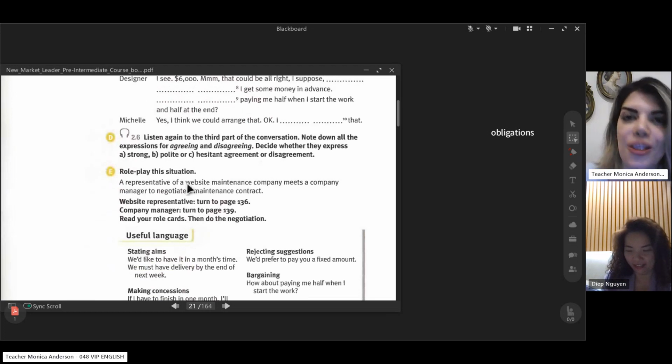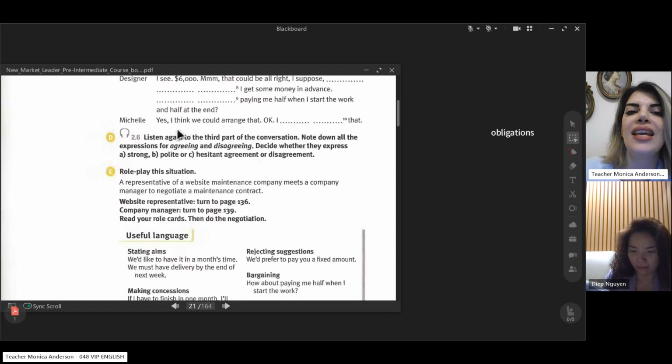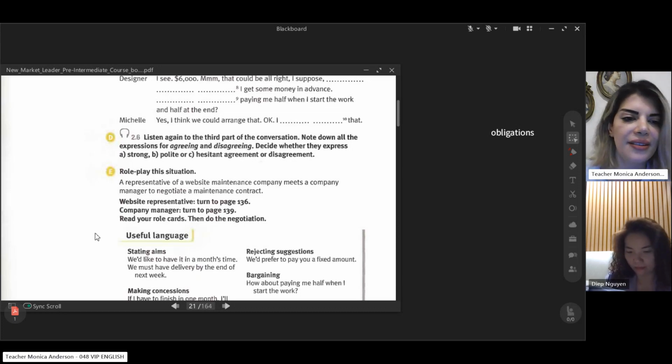Okay, well, the last part. Listen to the third part of the conversation and note down all the expressions for agreeing and disagreeing. Decide whether they express strong, polite, or hesitant agreements or disagreements. Hesitant means uncertain. Well, let's listen to the last part. Recording 2.6.